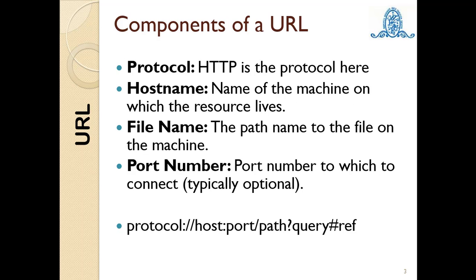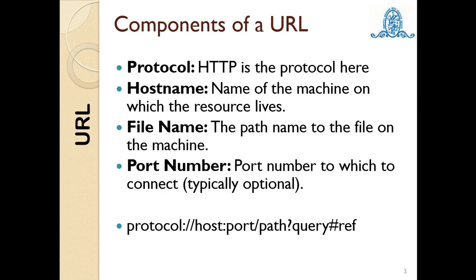Now, the format of URL consists of 4 components. First is protocol, second host name, third file name, and the fourth one is port number. The protocol is used to specify which protocol is used in a URL. Normally, we use HTTP or HTTPS or FTP protocol inside the URL.